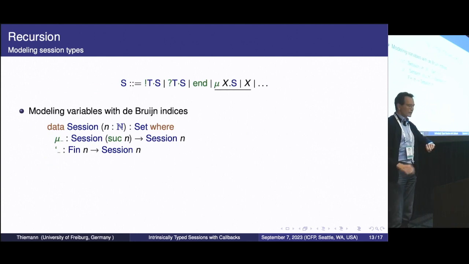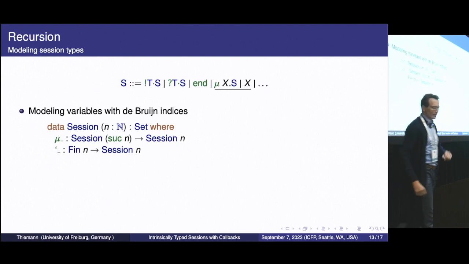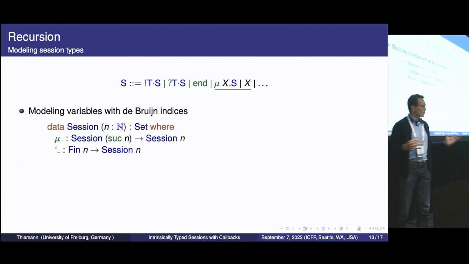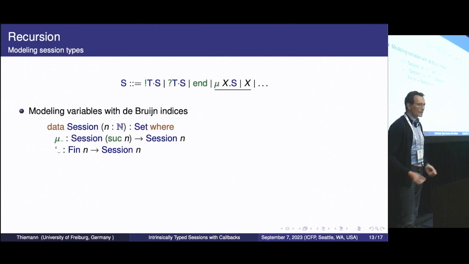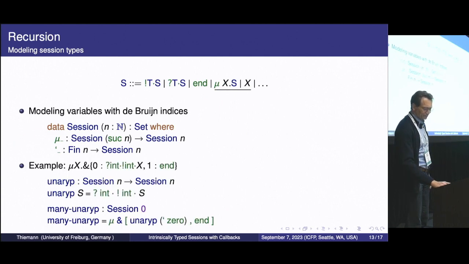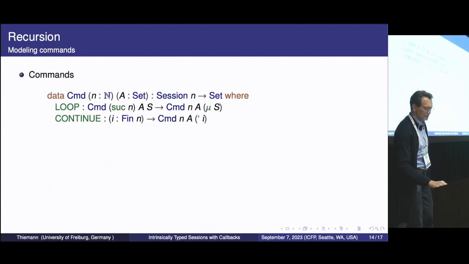So in the interest of time, I will gloss over that a little bit. Next up is, of course, recursion. So far, we only looked at finite types. That's the first place where things get a little bit more involved. So you have a mu type and type variables. You encode them in the usual way.